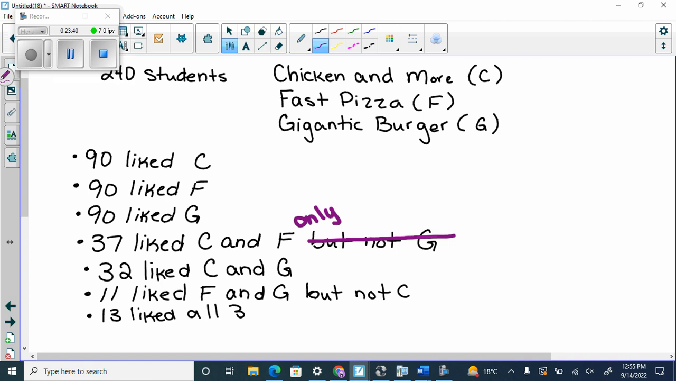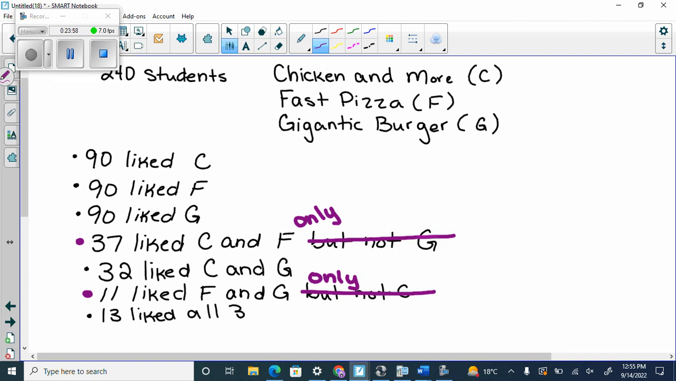So they're saying fast pizza and gigantic burger only. So these two here, those numbers are going to go somewhere on your Venn diagram and not subtract off of anything else. They're just going to fit in a spot, because when it's only, they go in one of those pieces.